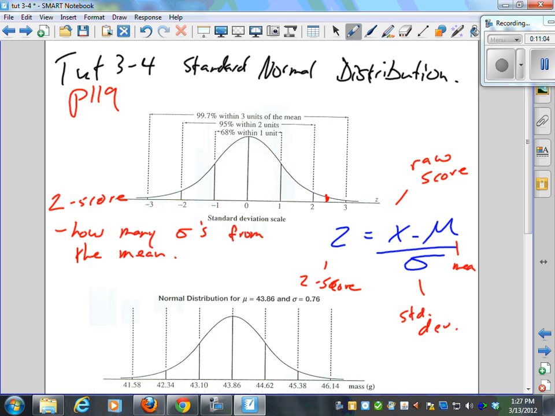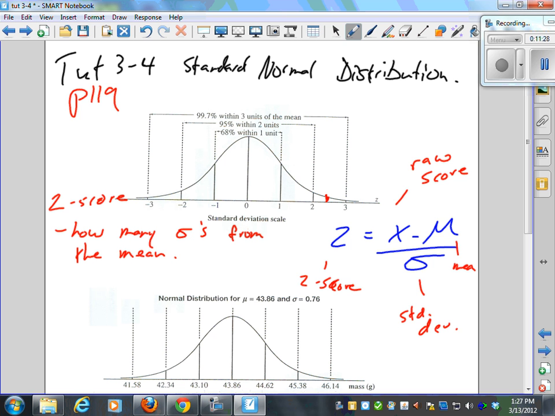Okay, so converting to z-scores is a way of comparing two different things that are different. It's sort of like converting them to percents. Okay, let me explain with an example. Reading page 120, converting data to z-scores allows us to calculate probabilities for data values that are not exactly 1, 2, or 3 standard deviations from the mean, and to compare data from different distributions.